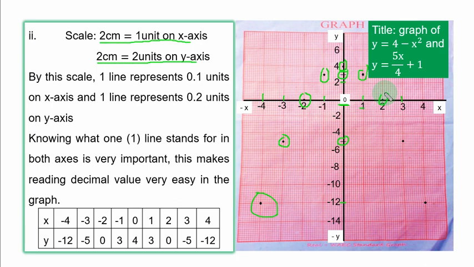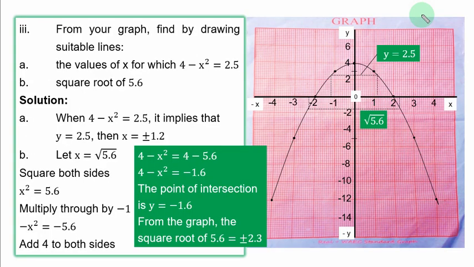When s is 3, y is -5. This is a point of intersection. And when s is 4, y is -12. You have plotted all the points. Next thing is to join them together. You must remember that every graph has a title, and the title is the equation or equations you are plotting. All the points have been joined together.